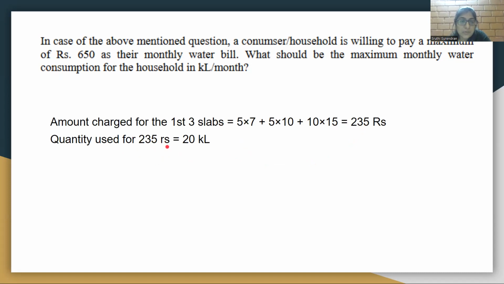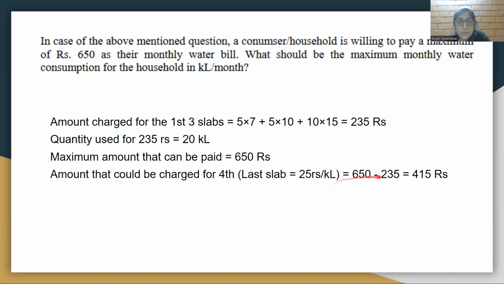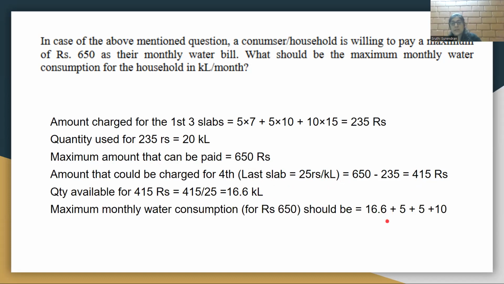So the quantity used for 235 rupees is 20 kiloliters. And if he wants to pay only 650, then 650 minus 235, 415 rupees, is what he will have to pay extra. So in order to pay 415 rupees, he has to use only 16.6 kiloliters instead of 25 kiloliters. So his consumption will be 16.6 plus 5 plus 5 plus 10, which is 36.6 kiloliters. I believe that will be the answer you'll be getting, because that's the range they have given, 30 to 40. So this is how this problem will be done.